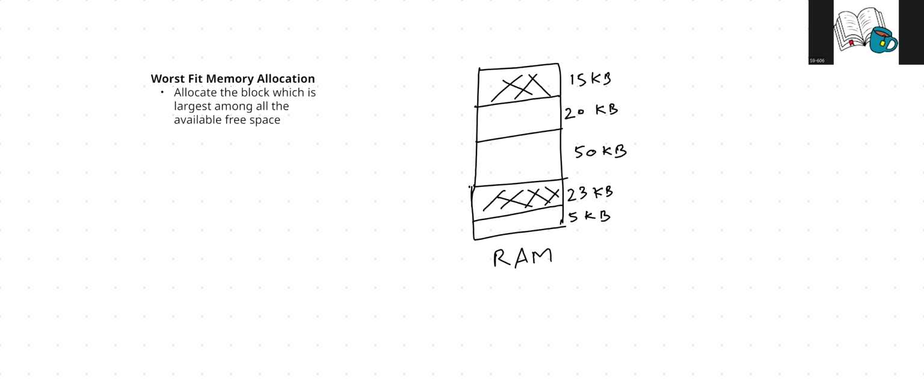The third method for doing memory allocation in contiguous memory allocation is worst fit memory allocation. In the worst fit memory allocation method, the operating system will allocate the block which is largest among all the free available space. Let's understand this with the help of one example. Let's say there is some process P1 and that process requires 7 KB of memory for processing in the RAM. In the worst fit method, first of all, the operating system will scan all the free spaces available. There are three free spaces available in this example.